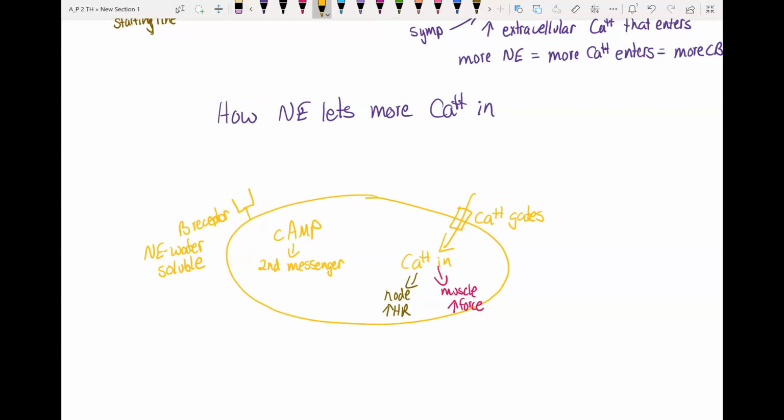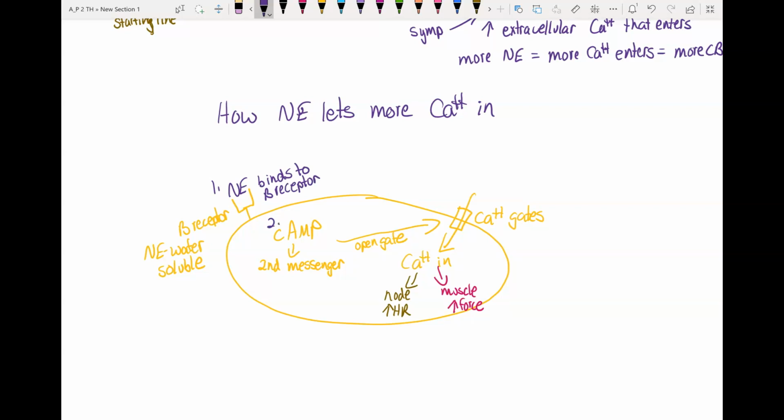And then, again, flip back to your chapter 17 notes about water-soluble hormones. Second messengers will either activate an enzyme or open a channel or open a gate. So what you have here is norepinephrine binds to the beta receptor. So this is going to be step 1. Norepinephrine binds to your beta receptor.